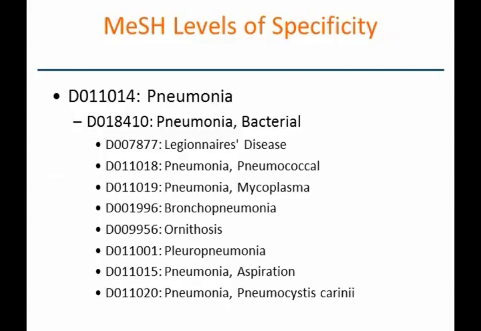It gets more granular. Pneumonia has children, such as bacterial pneumonia, D018410, and bacterial pneumonia also has its children, pneumococcal pneumonia, Legionnaires' disease. They don't always make sense, because Pneumocystis carinii pneumonia is not actually bacterial pneumonia, nor is mycoplasma, strictly speaking, but it's close enough. But these terms in this terminology are extremely useful in categorizing articles in Medline.